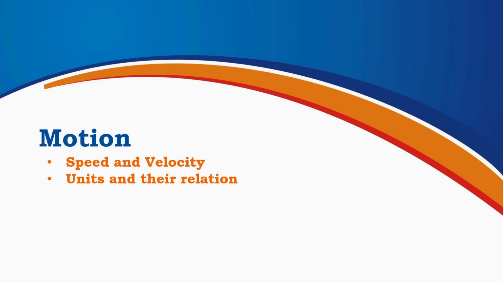In this part of the chapter on motion, we will focus on two important ideas. First, we will understand the concept of speed and velocity and learn how they are different from each other. Next, we will look at the units used to measure speed and velocity and study the relationship between these units. By the end of this section, you will be able to clearly identify speed and velocity in different situations and use the correct units while solving numerical problems. Speed and velocity.